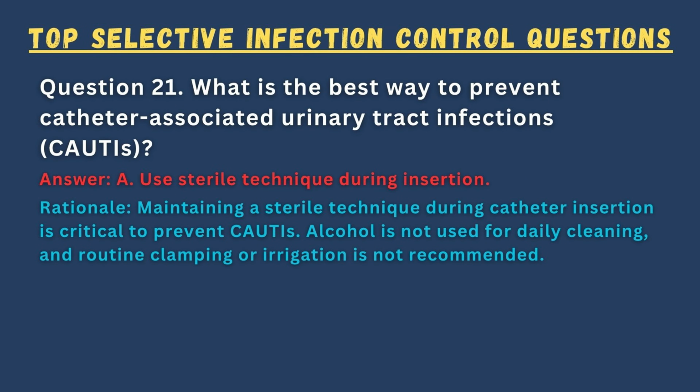Answer. A. Use sterile technique during insertion. Rationale. Maintaining a sterile technique during catheter insertion is critical to prevent CAUTIs. Alcohol is not used for daily cleaning, and routine clamping or irrigation is not recommended.